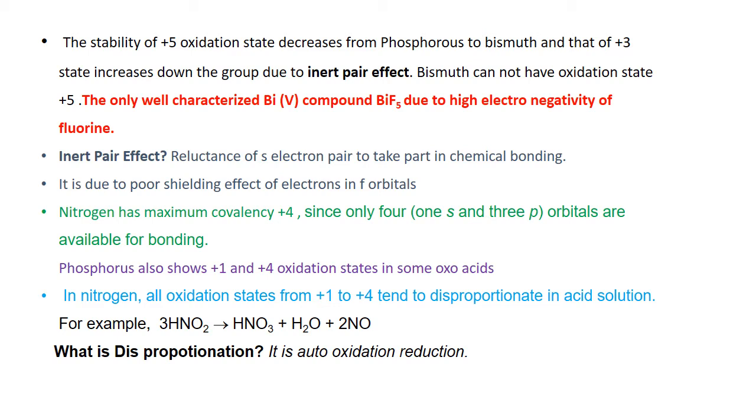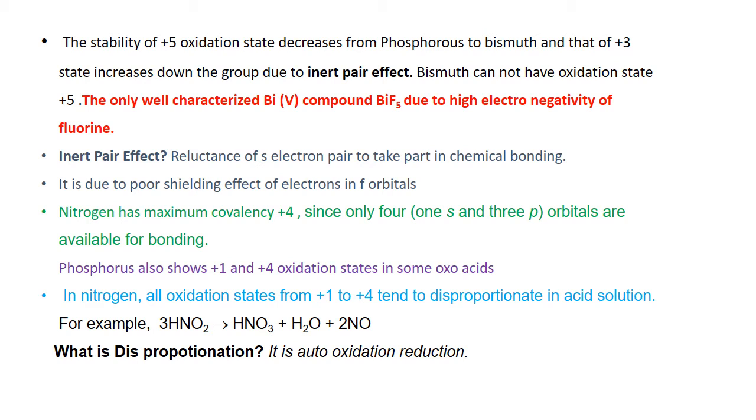Nitrogen has maximum covalency 4 because it has only 4 orbitals available for bonding. Phosphorus can also have +1 and +4 oxidation states along with +3 and +5 states. In nitrogen, all the oxidation states from +1 to +4 have a tendency to disproportionate in acidic solutions.